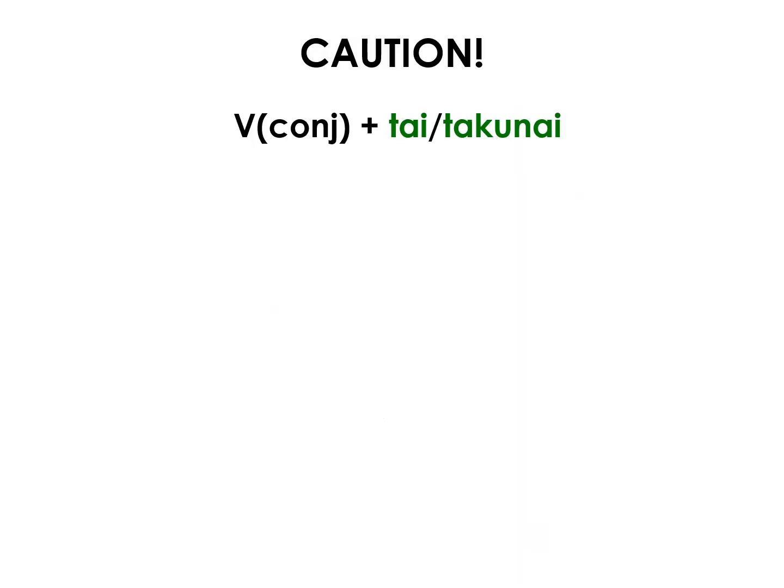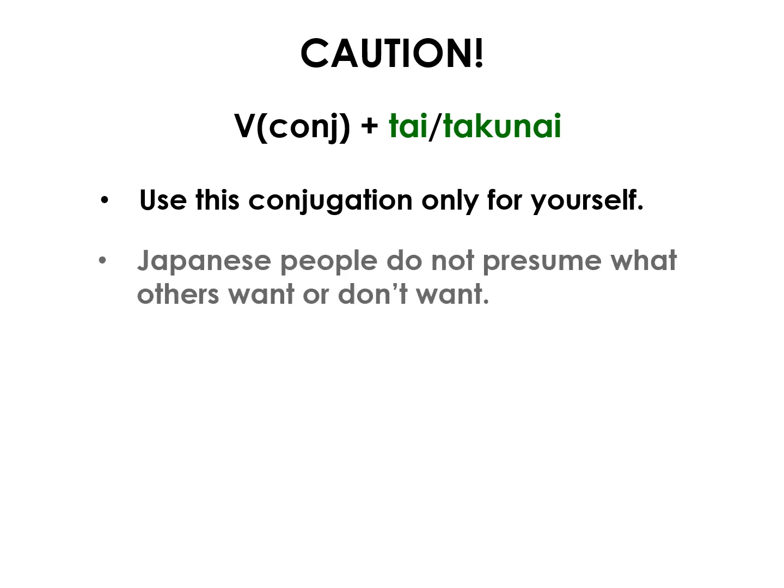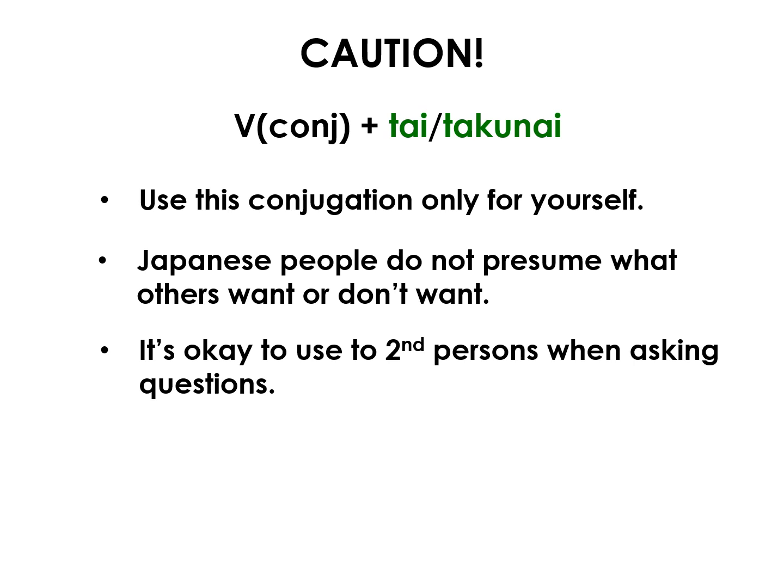Some words of caution: only use the conjunctive tai/takunai conjugation to refer to yourself. This is because Japanese people don't presume what other people want or don't want. However, it's okay to use tai/takunai when asking people questions about what they want or don't want to do.